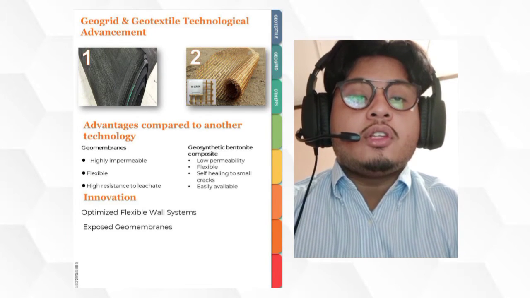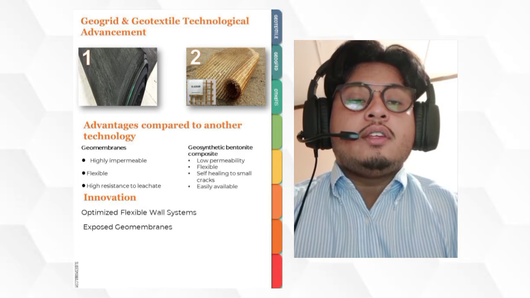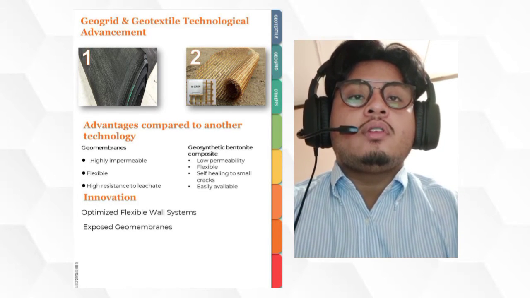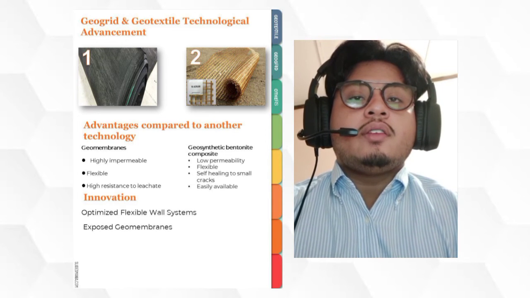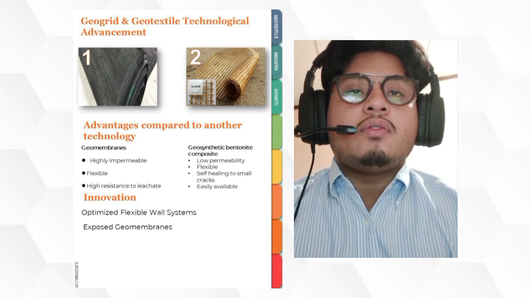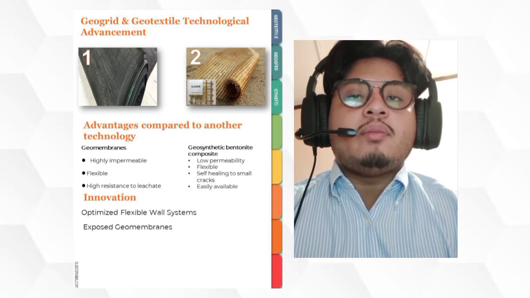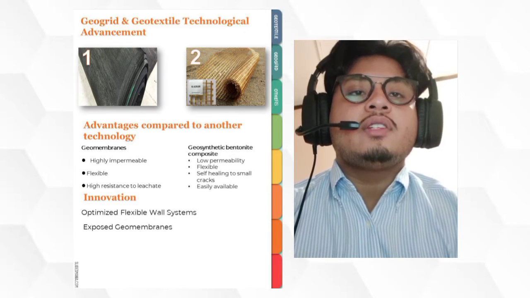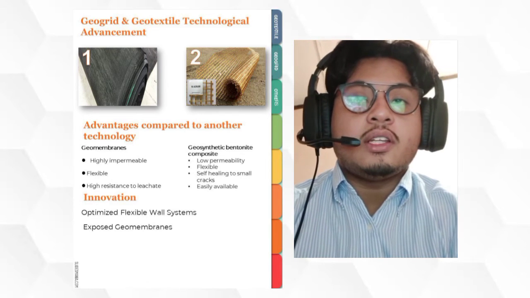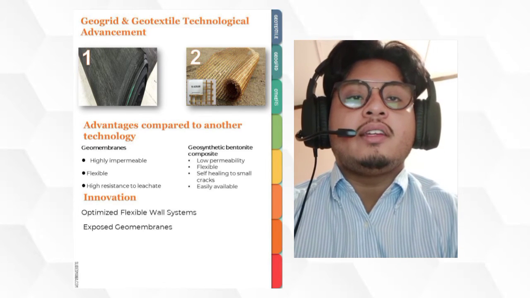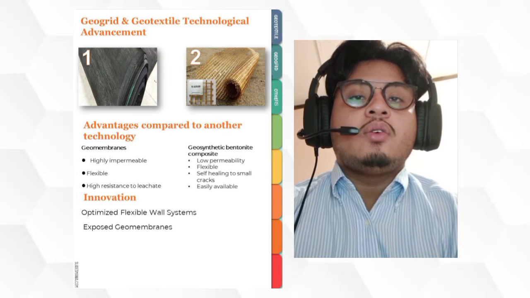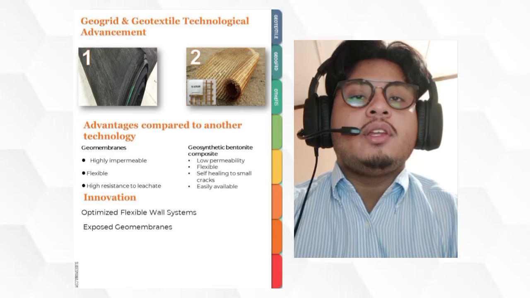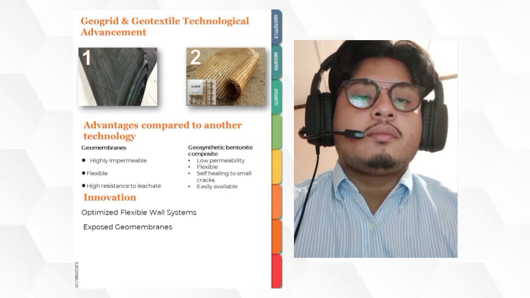And now I will explain about technological advancement, advantages compared to other technology, and innovation. Alright, firstly we will start with technological advancement. As you can see, these are two products from Titan Environmental Containment. This company was established in 2006. They specialize in the supply and installation of high quality geosynthetics such as geomembrane liners, geogrid, geotextile fabrics, containment systems, erosion control products, and specialty civil engineering products that all help manage and protect the environment.